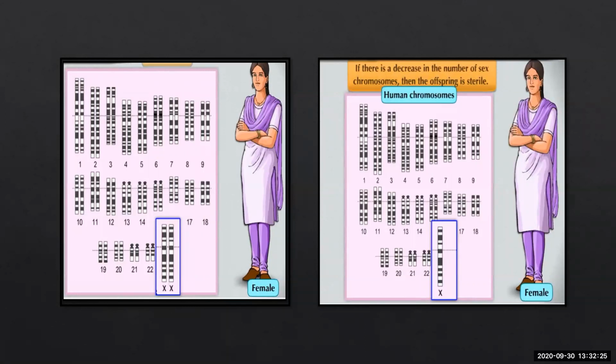Sterile means not able to reproduce. If there is a change in the number of autosomes, the offspring are not sterile. Instead, if there is an increase in the number of any autosomal pair, physical or mental abnormality arises and the lifespan is shortened.